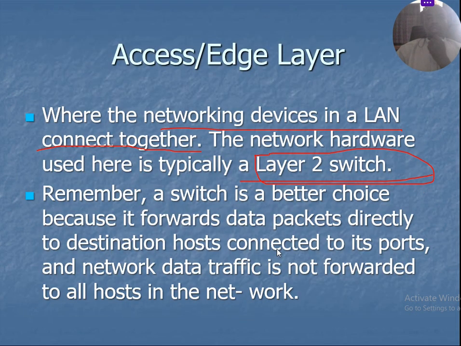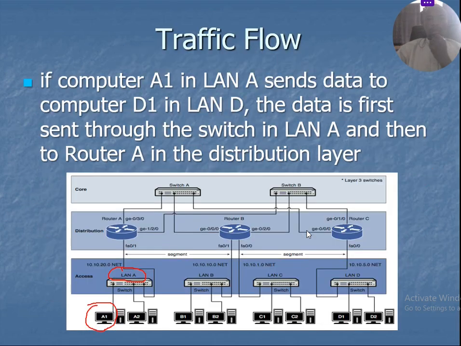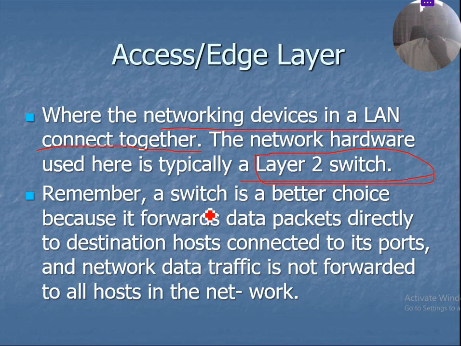Now let's go to the third layer, which is called the access or edge layer. Look at it, this layer is the entire one that we had highlighted here. This one is called the access layer. Here the networking devices connect to the switches in the LAN. Let's say we had networking devices in the local area network connecting together here. The network hardware used here are typically layer 2 switches. What we use in the access layer is layer 2 switches.